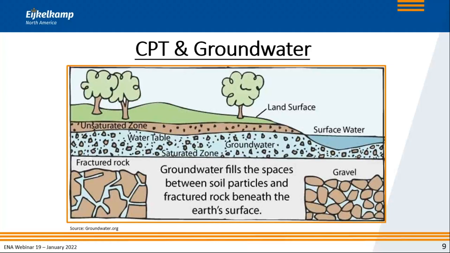Okay, CPT and groundwater. I pulled this picture from the groundwater.org website. And basically what you have in many places, not too far below the surface, in Holland where I grew up, it was almost immediately below the surface. You had a completely saturated zone because the groundwater level was there just inches below grade level. But at some point below grade, you'll start with your unsaturated zone where there is some water in the soil. Then you will reach your water table. And then below that, you have a fully saturated zone.